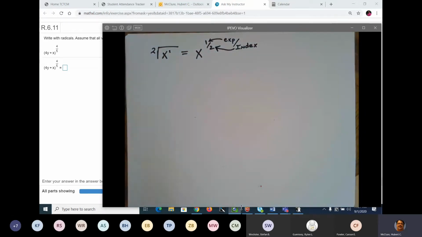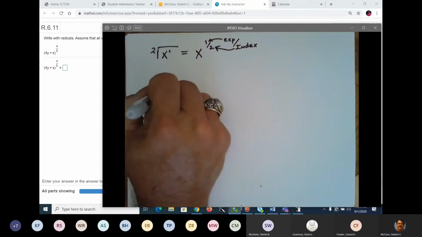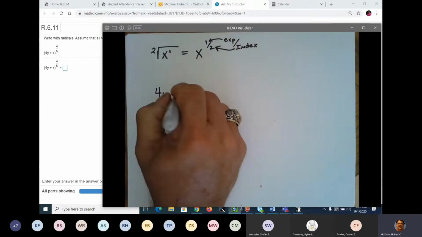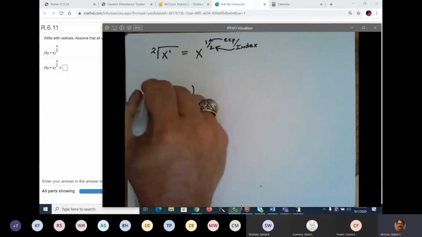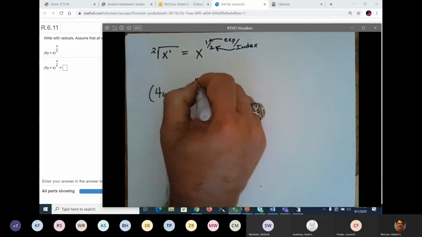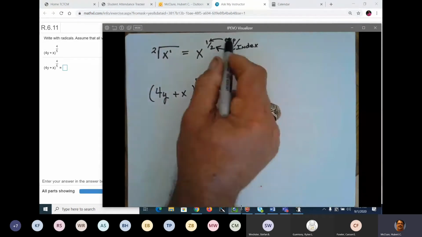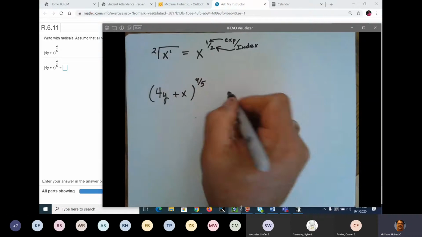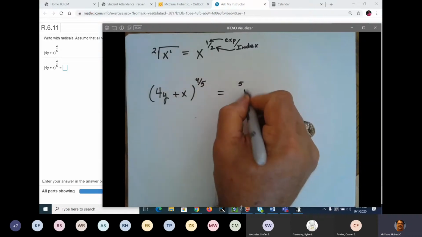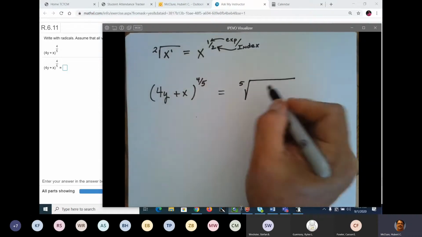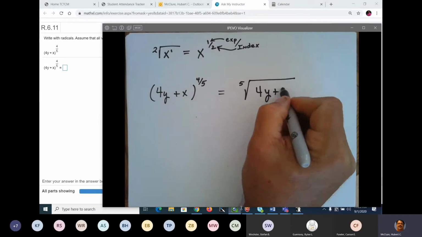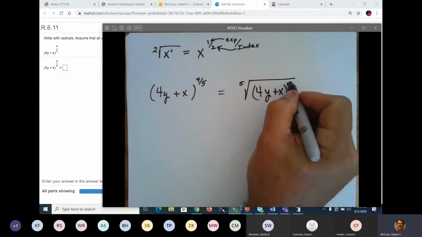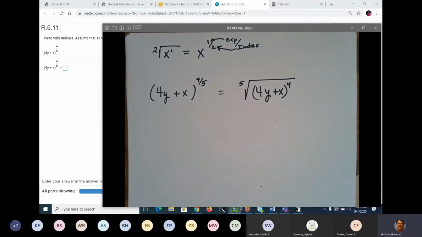So in this case, we've got 4y plus x raised to the 4/5 power, and we know that we've got exponent over index. So we got the 5th root of 4y plus x to the 4th power. That should be your answer.